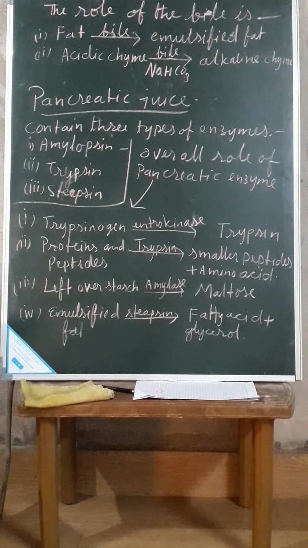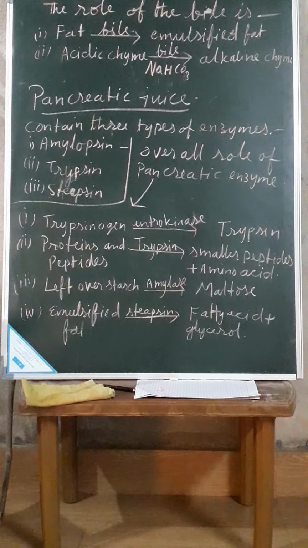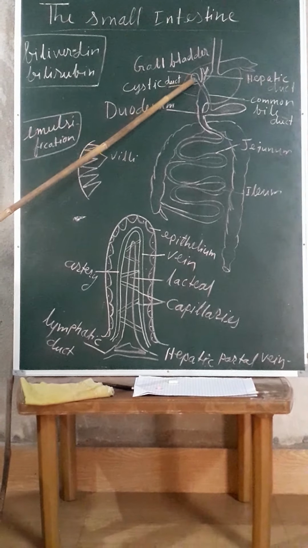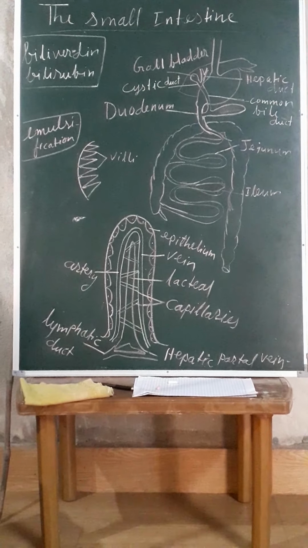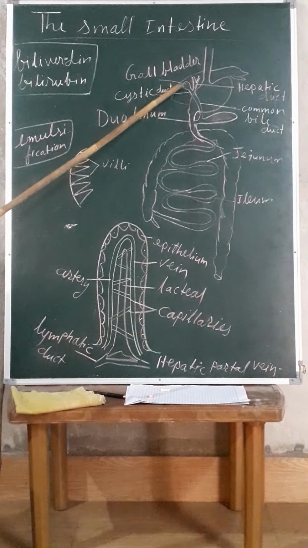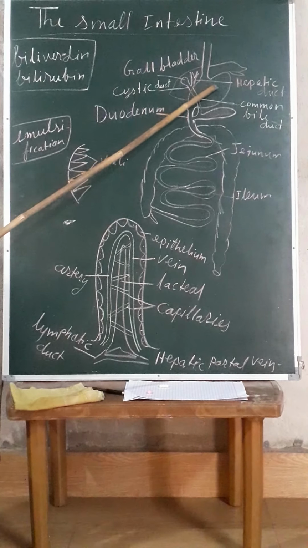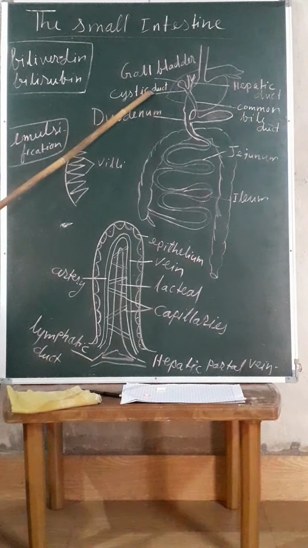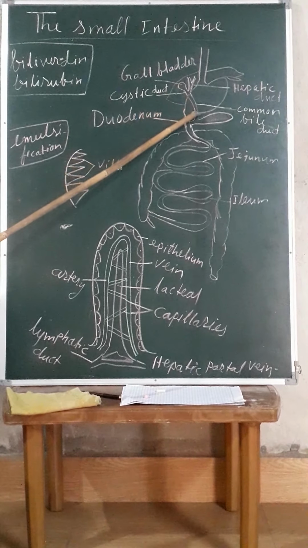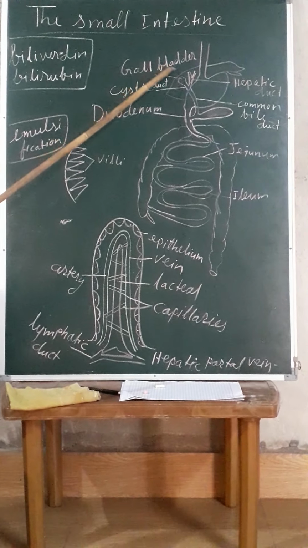The next is bile juice. This is a yellowish green watery fluid produced in the liver. Bile juice is transported through the hepatic duct. Here you can see the hepatic duct joined with the cystic duct and forms a common duct, the common bile duct, which directly pours the bile juice into the duodenum, or it is temporarily stored in the gallbladder.